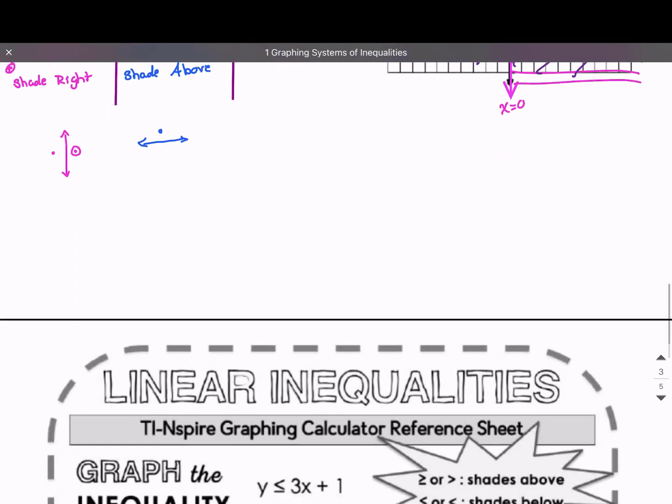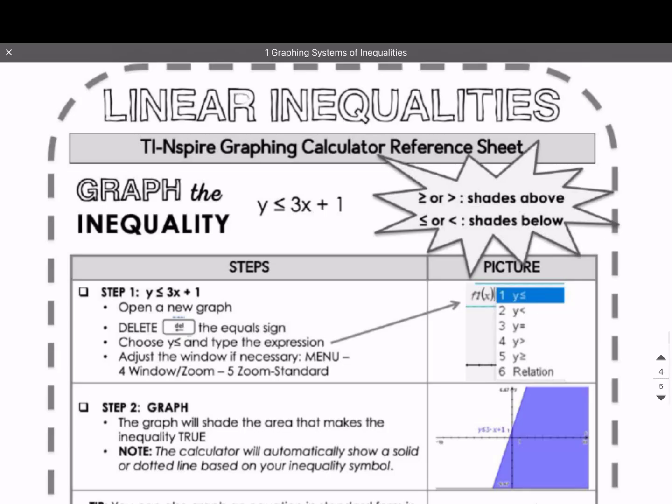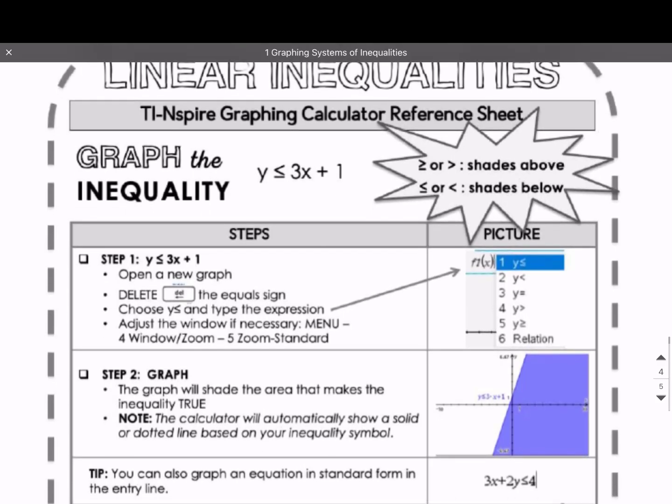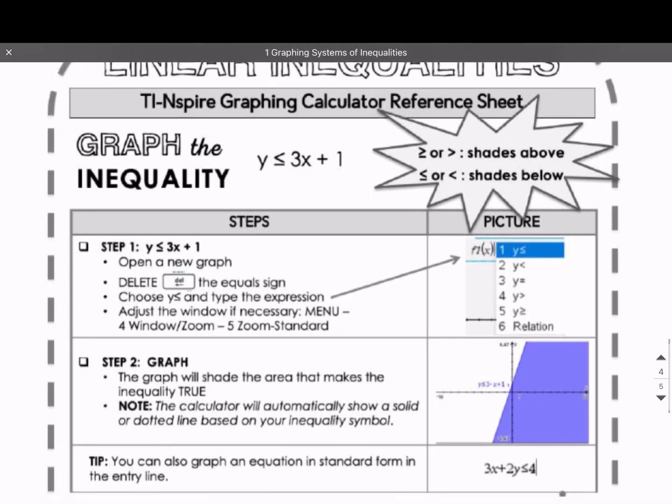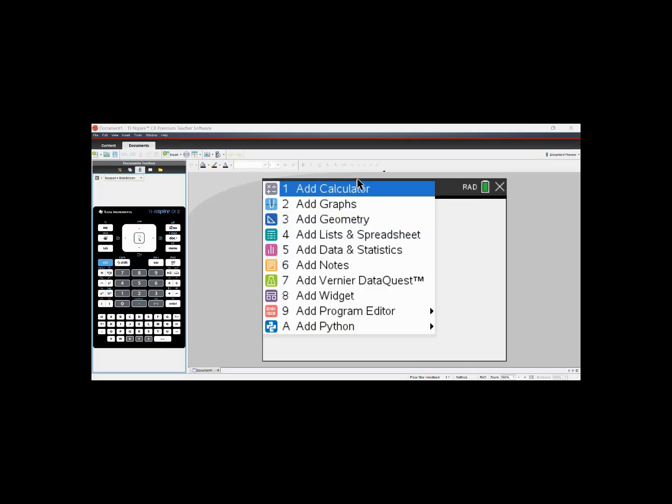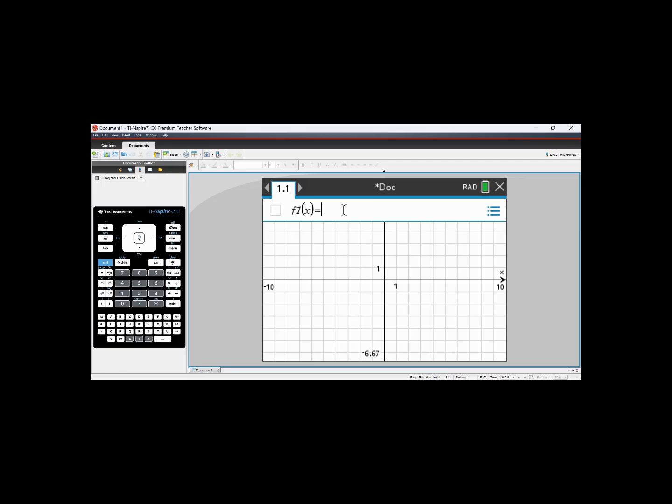So next up, we're going to pull out our TI-Nspire handhelds and review how to graph inequalities on the calculator. Okay, go grab your calculator and let's go. Okay guys, we're going to add a graph page, and here we go. Notice in our entry line it says f1 of x equals. We're going to use the delete key, the backspace, and backspace.